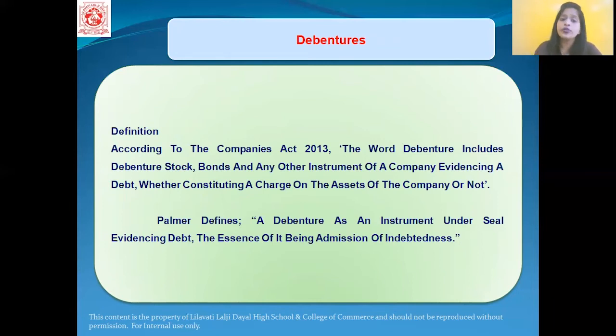Okay, so according to Palmer, what is debenture? Very beautiful definition given by Palmer. A debenture is an instrument under seal evidencing debt, the essence of it being an admission of indebtedness. Okay, so it is an instrument under seal which is evidencing debt.